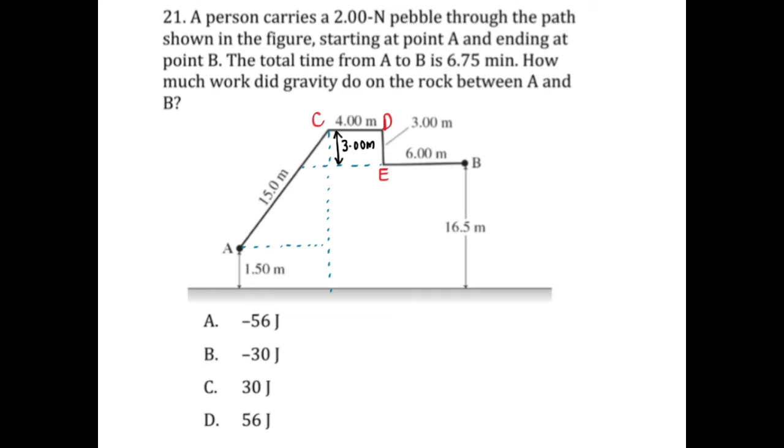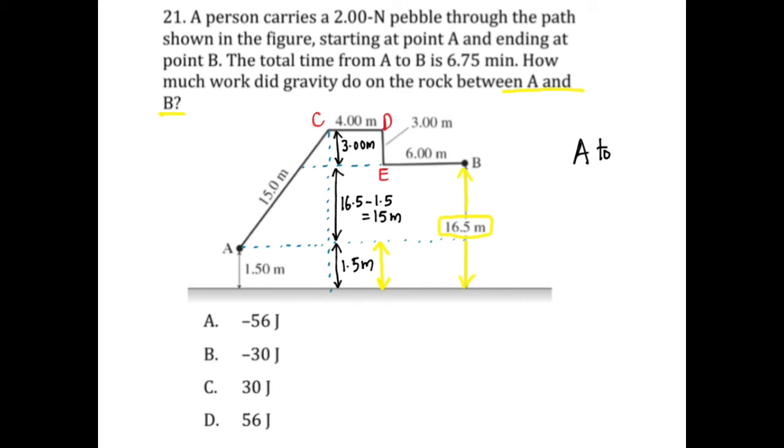Again, we need to find out the rest of it, because as you move from A to C, we need to find what is the height difference between A and C. This distance here is 1.5, so this will also be 1.5. The rest of it we can find out: 16.5 has to be subtracted from 1.5, so that we get the rest of it here, which is 15 meter.